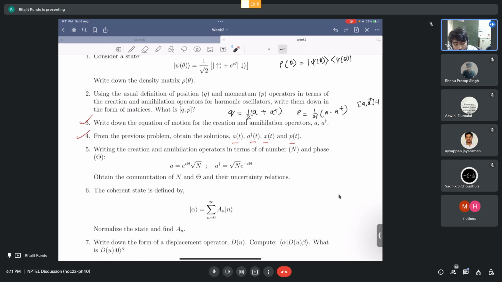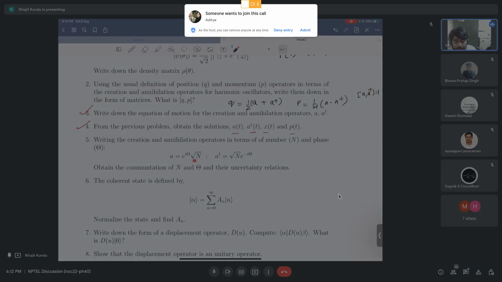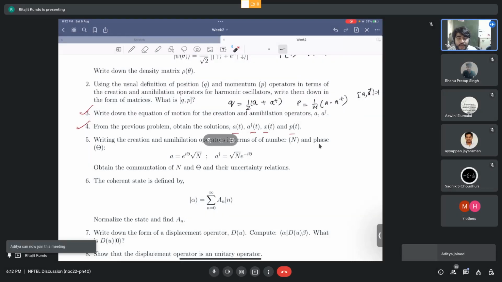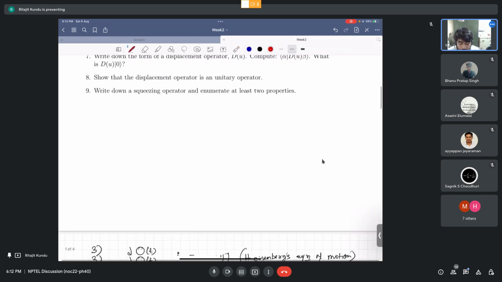Okay, let's move on to the next question. This is a very interesting question. Let's do equation 5. In equation 5, you are given the creation and annihilation operators in a different kind of notation, in terms of number and phase variables. From these definitions, you are asked to calculate the commutation relation between the number and the phase. Let's see how we can approach this.